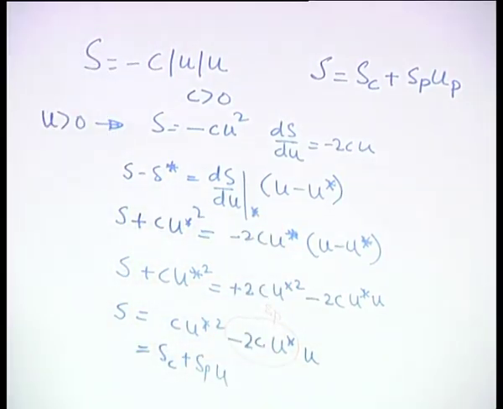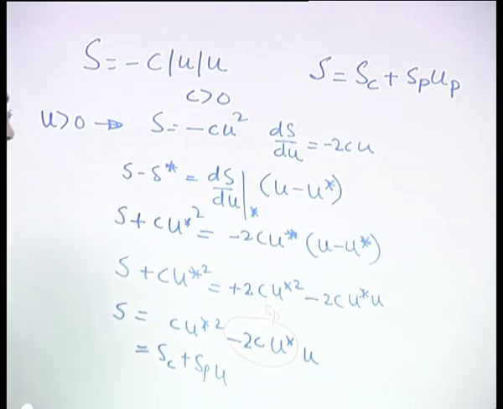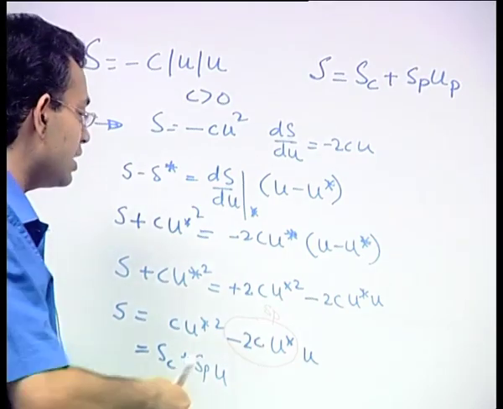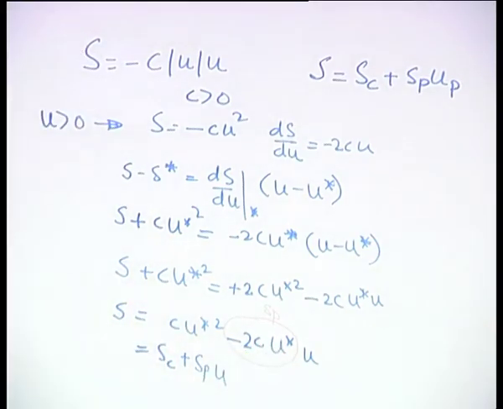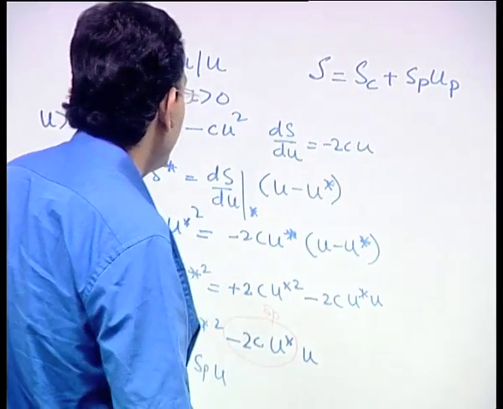By one of the basic rules, you must have SP as negative. You can see here that we have assumed u as greater than 0, so u star is also greater than 0 and C is greater than 0. So, minus 2 C u star is less than 0. So, that will work fine. This is the linearization for u greater than 0.